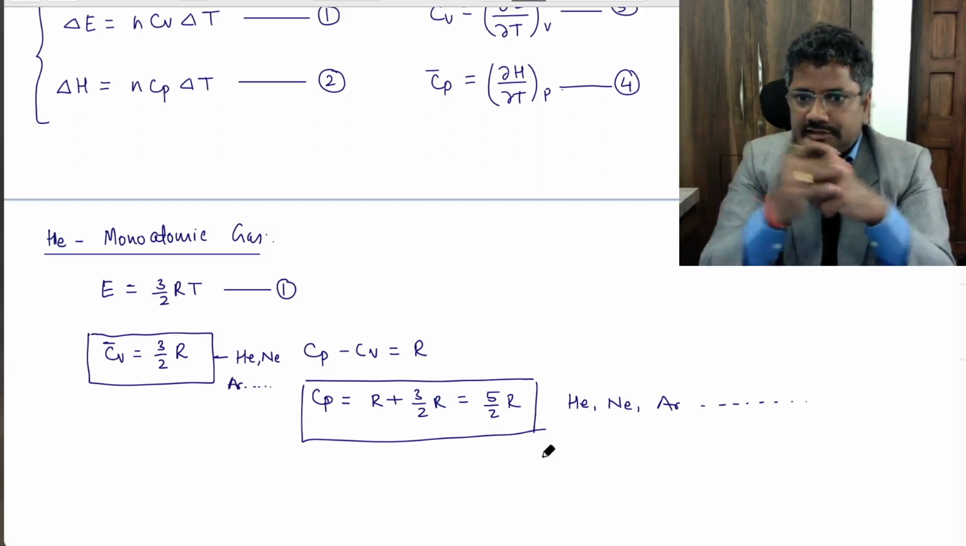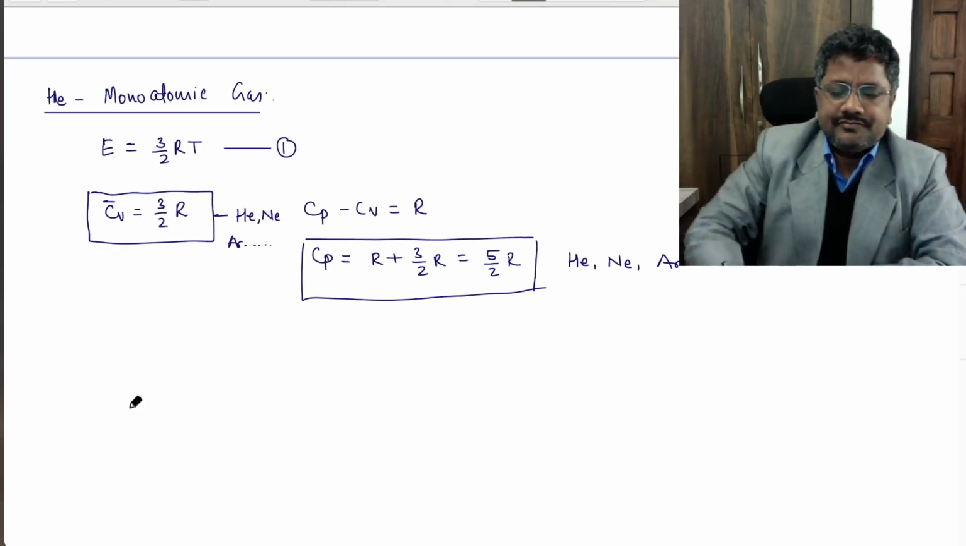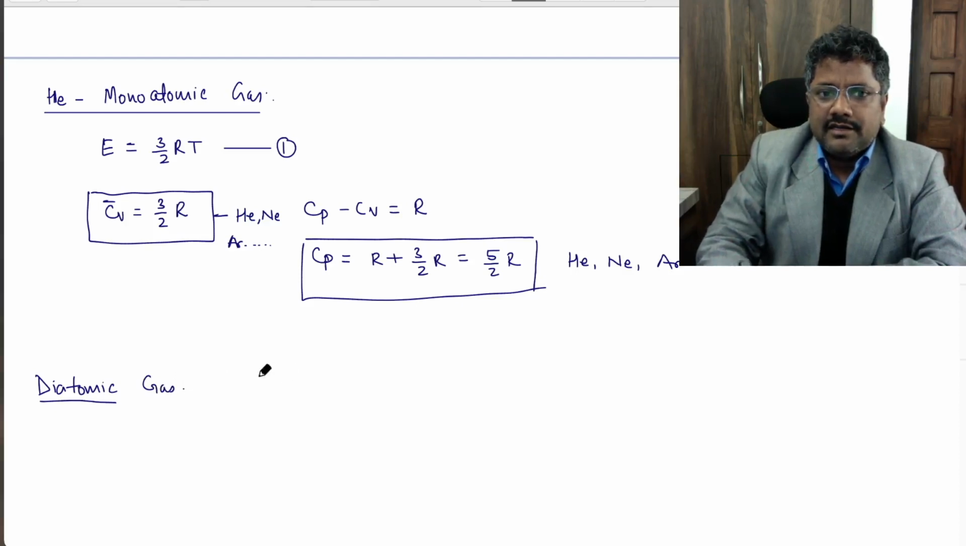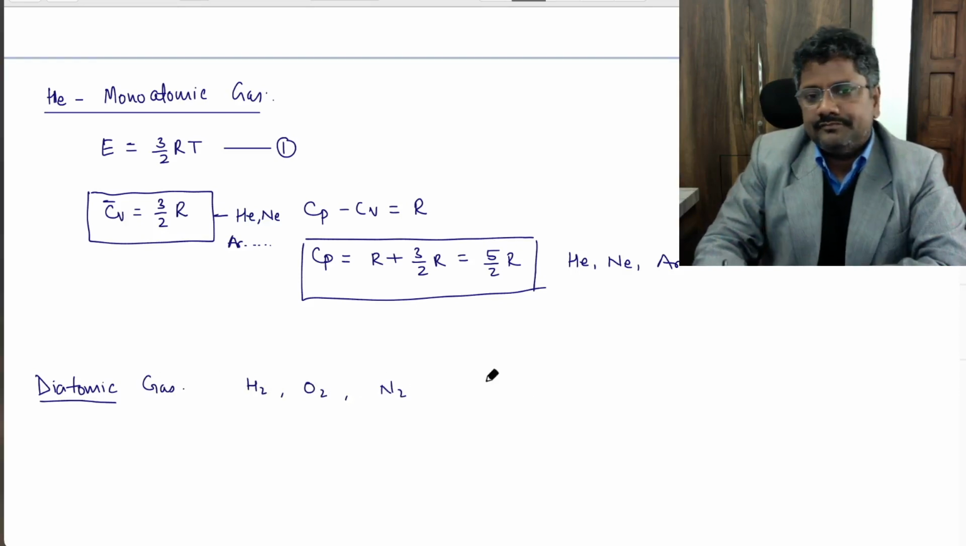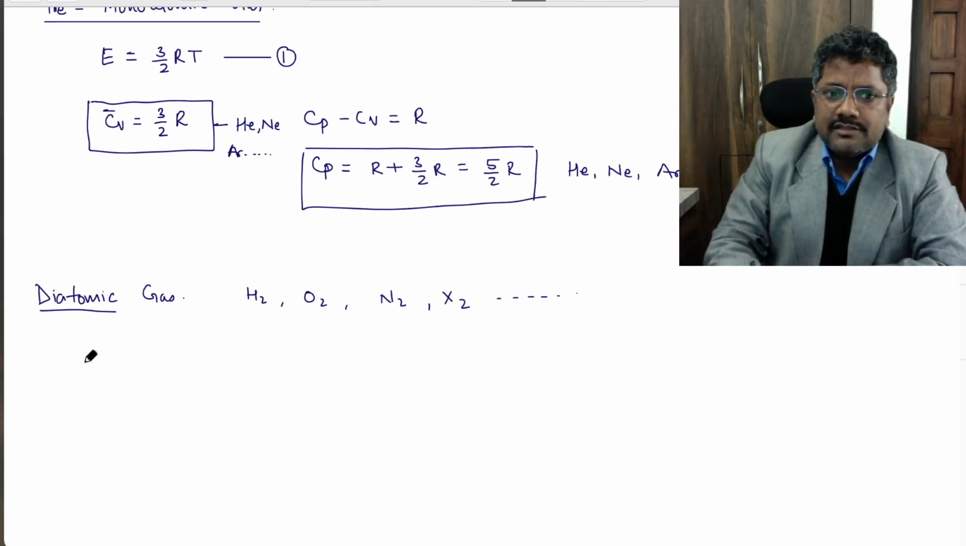Okay. Now see, if you take a diatomic gas, diatomic gas is always linear. So a diatomic gas like hydrogen, oxygen, nitrogen, the halogens, suppose we are taking this type of gas, then what is the total energy? So E translational is equal to 3 by 2 RT.